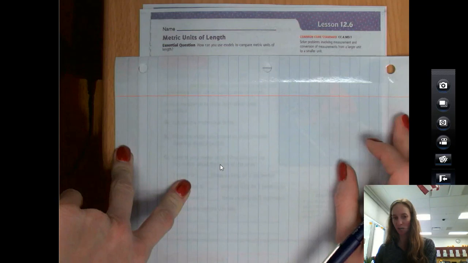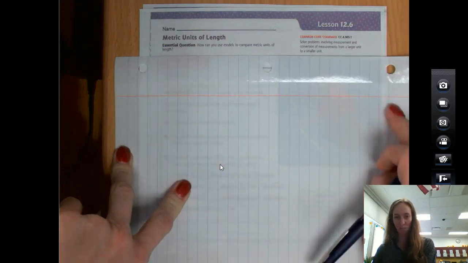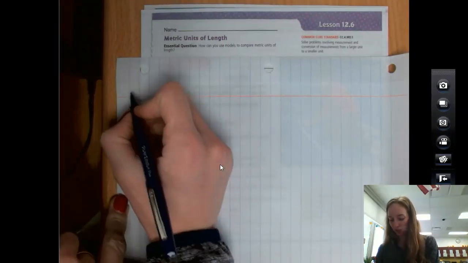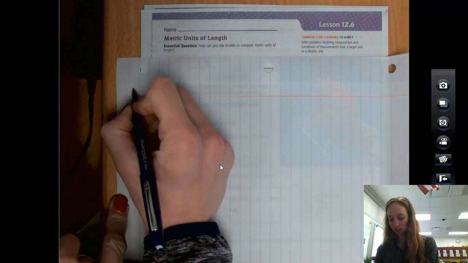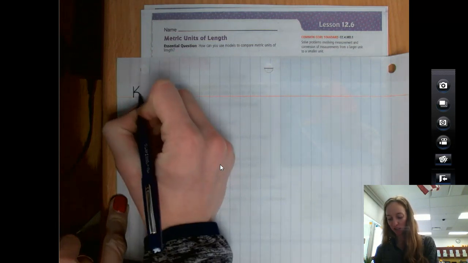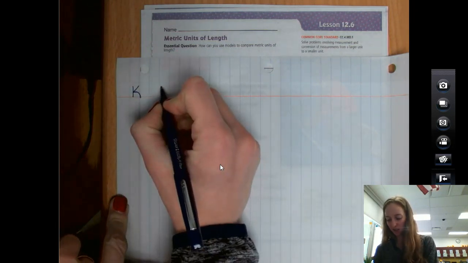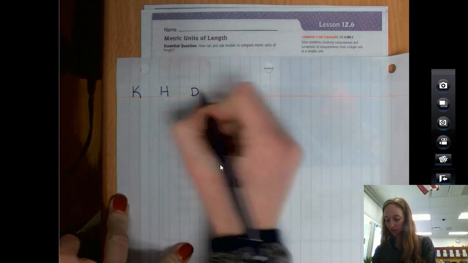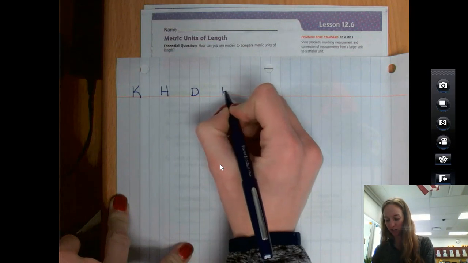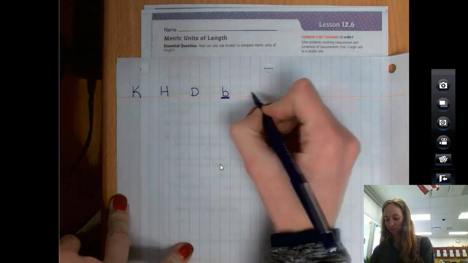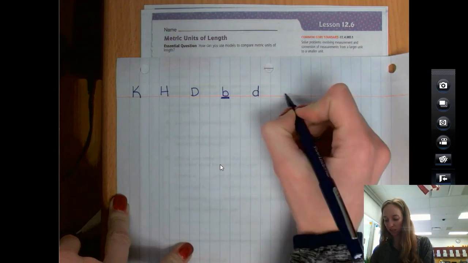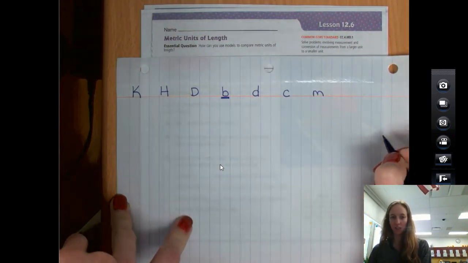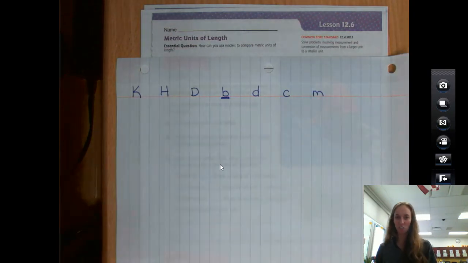Now I turned it sideways so that my red line is across the top of my paper. So I'm going to come down here and use that red line to write on. These are the capital letters at first. King, skip a couple lines. Henry died. My B can be lowercase now. By, I'm going to underline it. Lowercase, drinking chocolate milk. King Henry died by drinking chocolate milk.